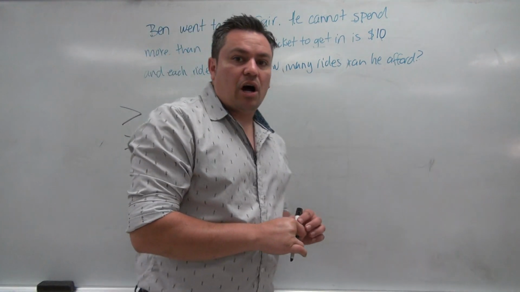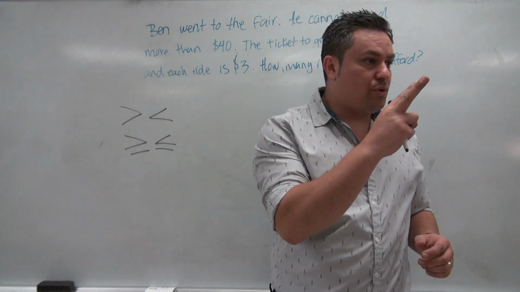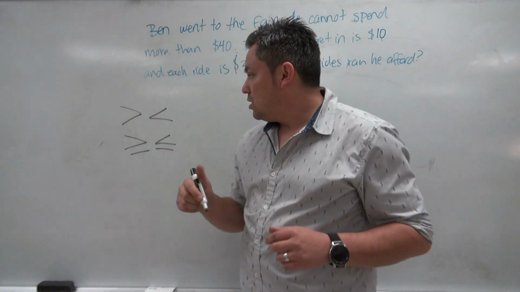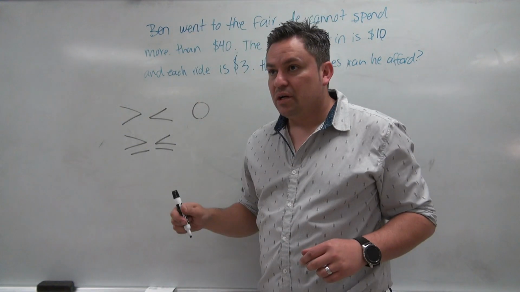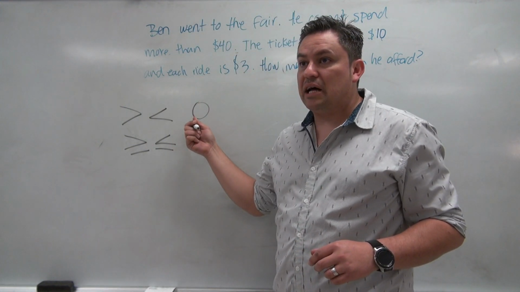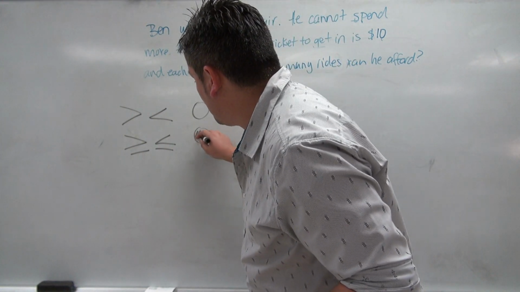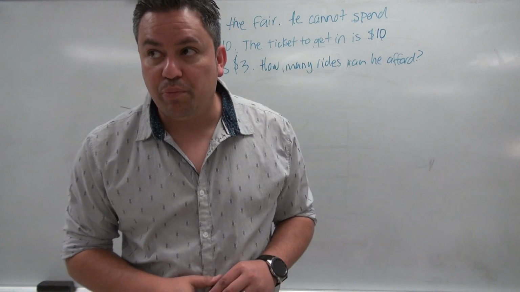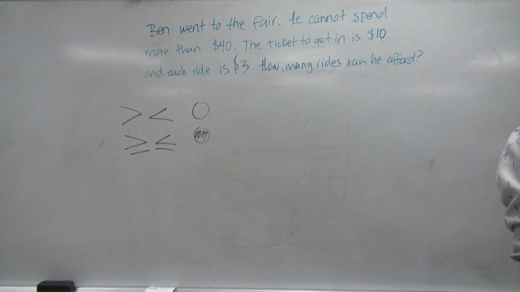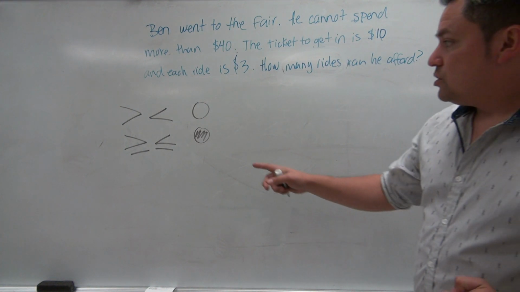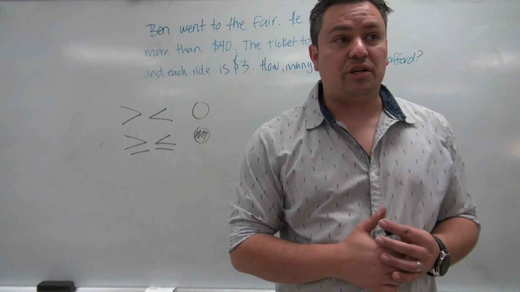Just to start with, whenever we graph inequalities, we're going to have 2 different symbols. For this one, we're going to have an open circle. That means that the answer will not be included. And for this one, we're going to have a closed circle, which means the answer will be included. Does anybody have any questions so far? Okay, so open circle, answer is not included. Closed circle, the answer is included.